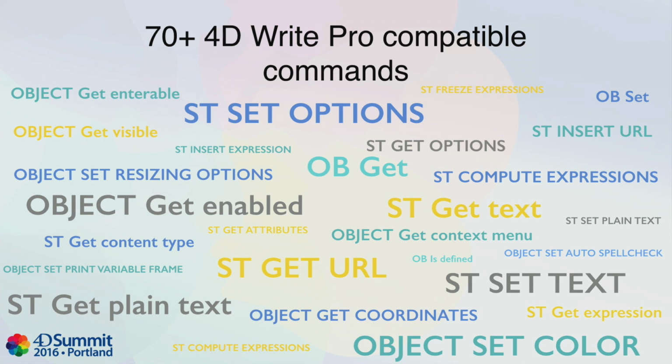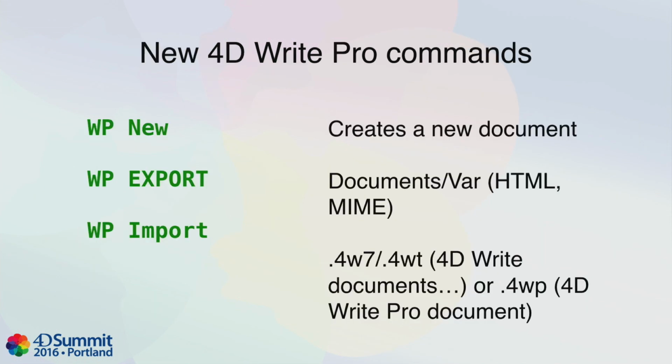So this is really important. All these commands have been adapted in order to work with 4D Write Pro. And besides that, we have created a bunch of new commands. So let's see a couple of them. We have WP New, just to initiate a new session for a new object that will hold a 4D Write Pro document. WP Export and Import are quite obvious. I think you can guess what they do.